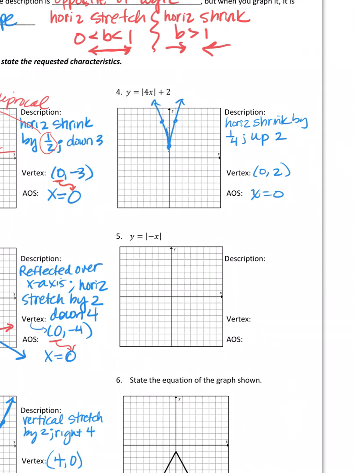All right, so remember the horizontal shrink. What does that mean? It's shrinking in this way. That's what it's doing. Let's try number 5.